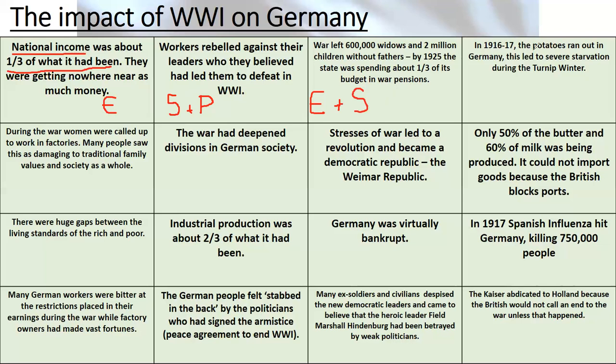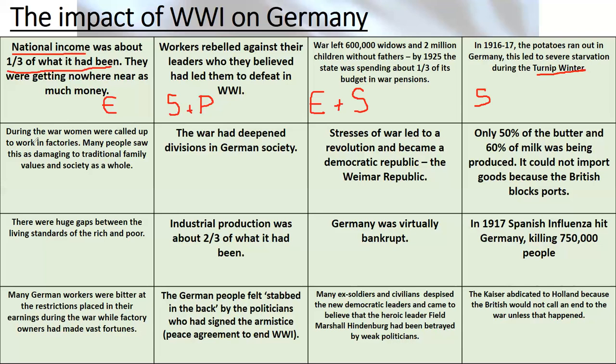In 1916-17, the potatoes ran out in Germany. This led to severe starvation during the turnip winter. This is social. Because of Germany going through a bad harvest and poor weather, a lot of people were surviving on turnips and bread, and they had to mix this with sawdust. People of Germany were not in a good place.